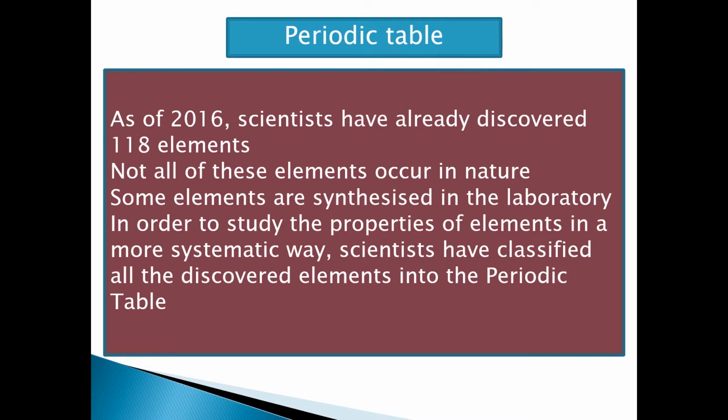As of 2016, scientists have already discovered 118 elements. Not all of these elements occur in nature. Some elements are synthesized in the laboratory. In order to study the properties of elements in a more systematic way, scientists have classified all the discovered elements into the periodic table.